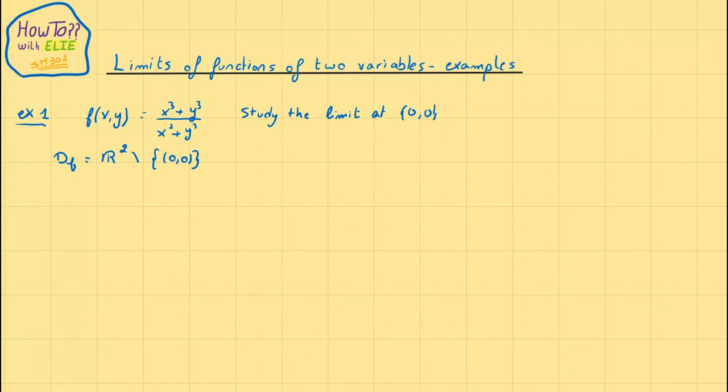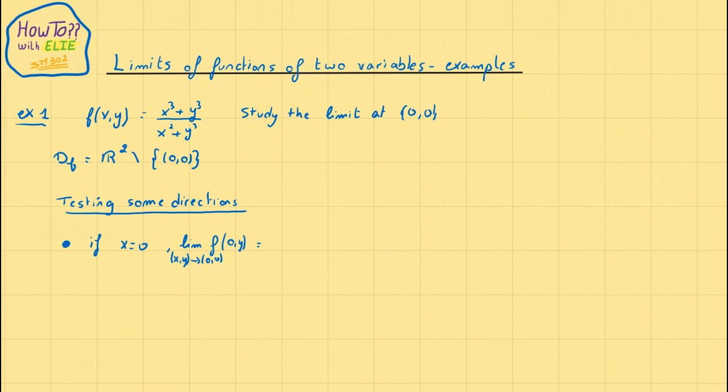So according to the previous video, where I explained the procedure to find the limit, we'll always start by testing some directions. First, let's take the direction x equals 0. Then we'll calculate the limit of f of (0,y) when (x,y) tends to (0,0). So in practice, when y tends to 0, it will be the limit of y^3 over y^3, because x is equal to 0, which is equal to 1. So that's one limit in one direction.